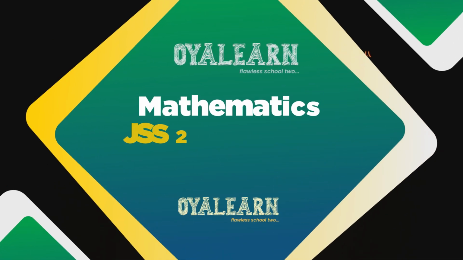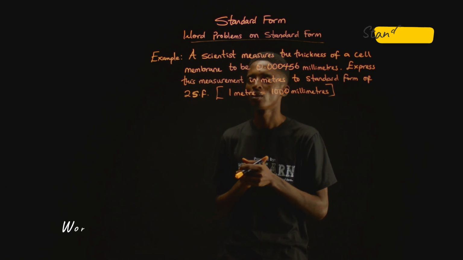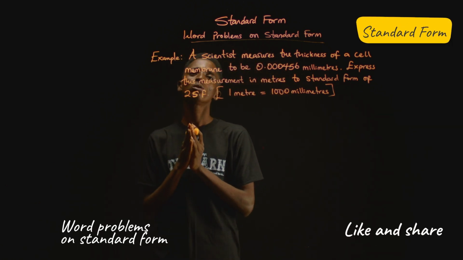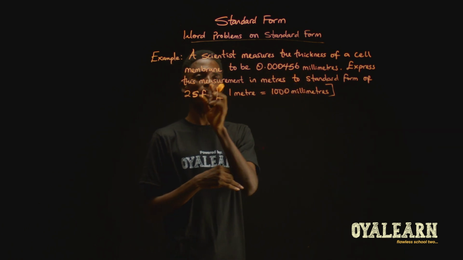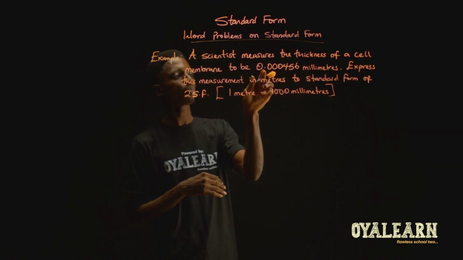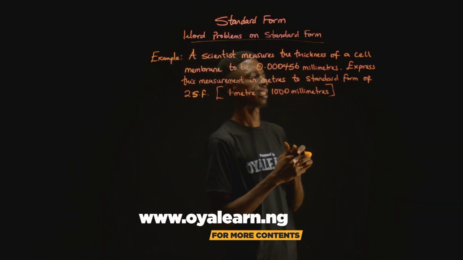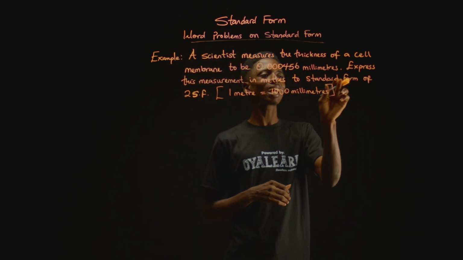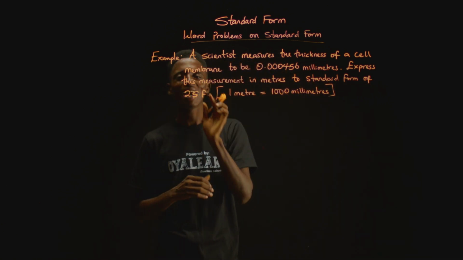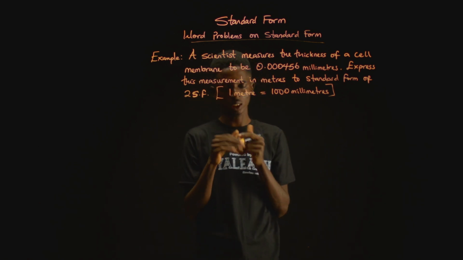Hello, here is another example of a word problem on standard form. In this example, we are told a scientist measures the thickness of a cell membrane to be 0.000456 millimeters. Now we are to express this measurement in meters in standard form to 2 SF. SF here means significant figures.